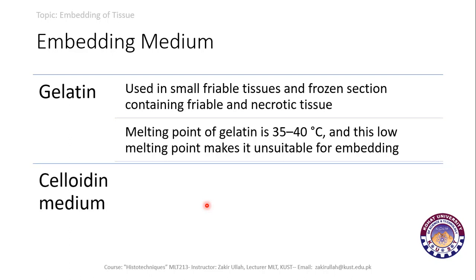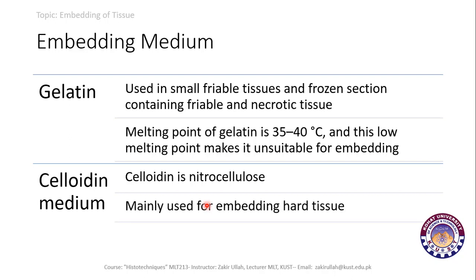Celloidin is another type of embedding medium, and it is basically a nitrocellulose. This celloidin medium is used for embedding hard bony tissue, for example bones, cartilage and eye specimens. But due to its several disadvantages, celloidin is not used in labs nowadays, and paraffin wax is preferred over it.